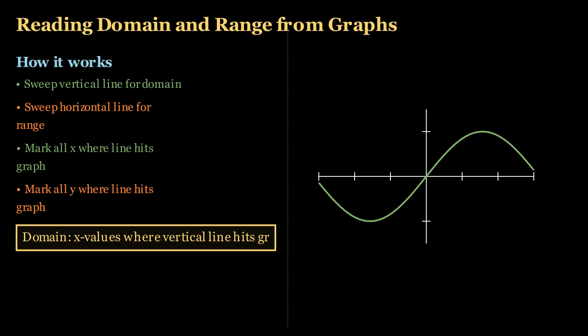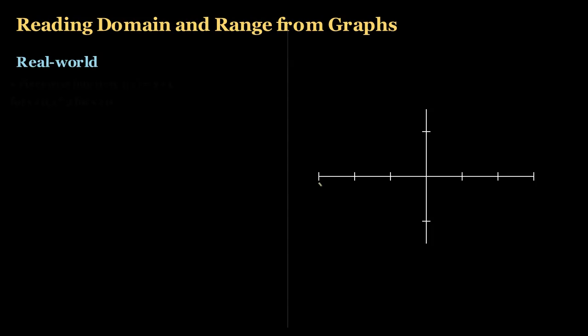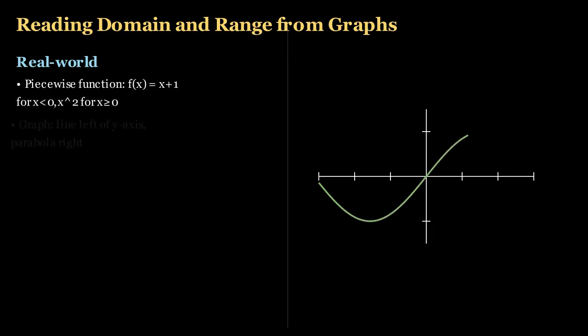Shine the vertical flashlight from above. The shadow covers the entire x-axis because the line extends forever left and the parabola extends forever right. There are no holes or jumps in the x direction. So the domain is all real numbers.